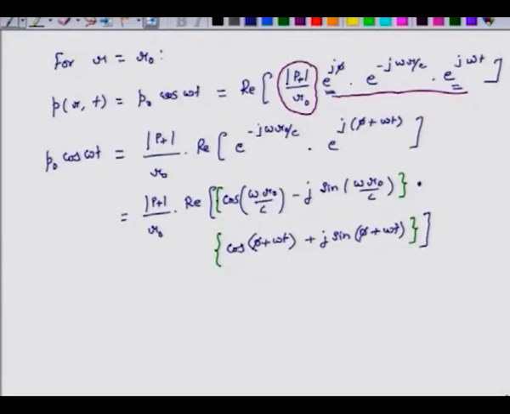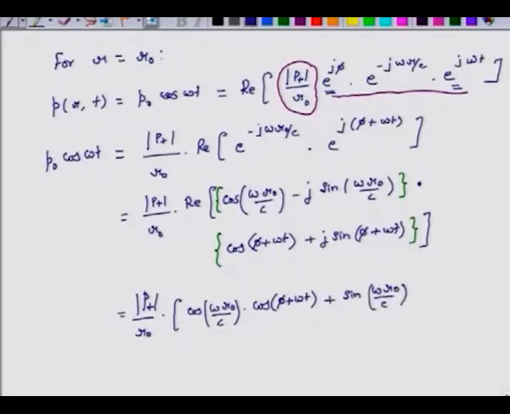Now, if I take the real portion of this, what I get is the magnitude of p plus times, taking only the real components, cosine of omega r naught over c times cosine of phi plus omega t, and then plus sine of omega r naught over c times sine of phi plus omega t. So, this is what I get.